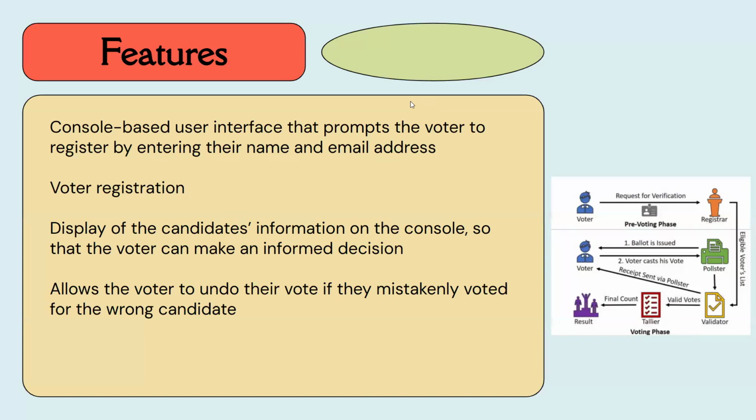So for the features, we have a console-based user interface that prompts the voter to register by entering their first and last name as well as their email address. For the registration, we displayed the name of the candidates and their information on the console so that the voter can see the candidate as well as a small little biography and they can make an informed decision on that. And then we also made it to where the voter will be able to undo their vote if they by accident chose the wrong candidate.